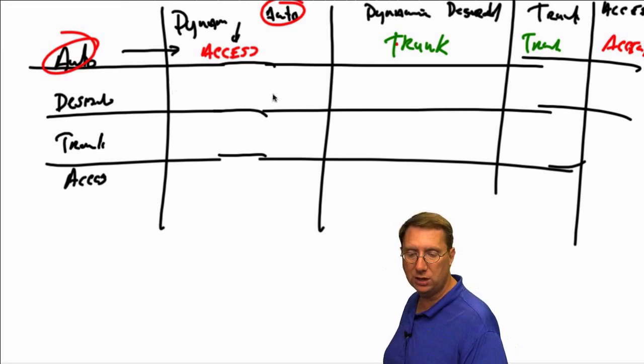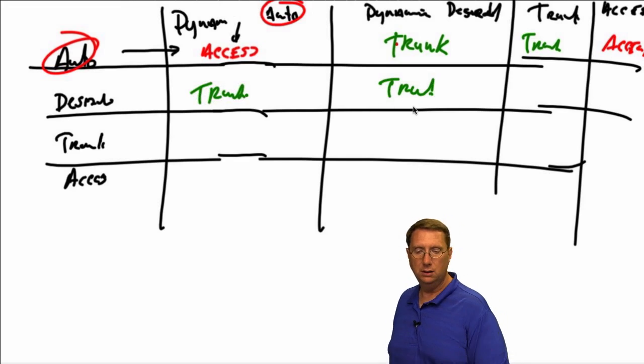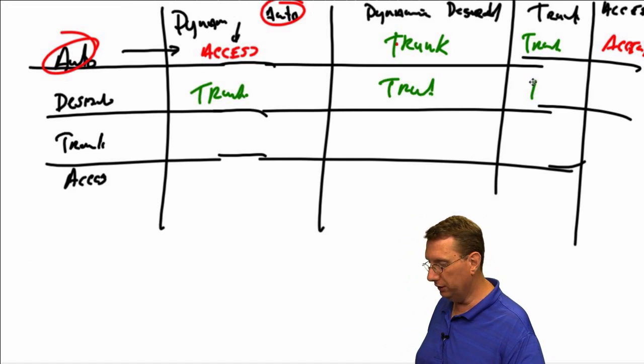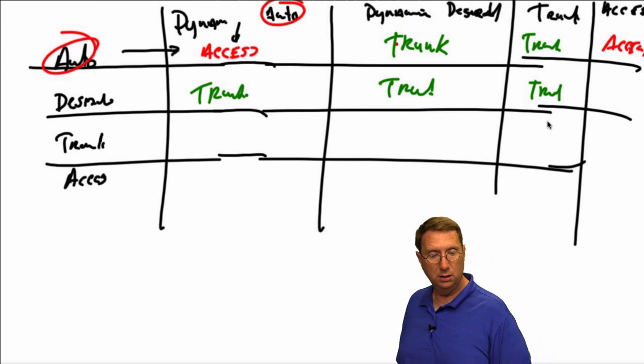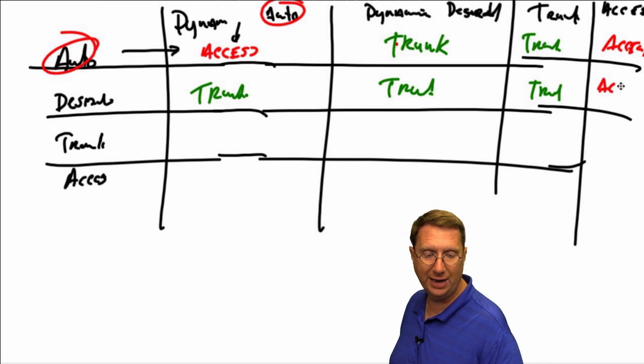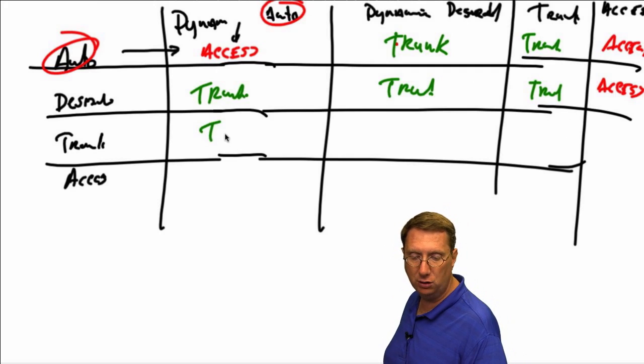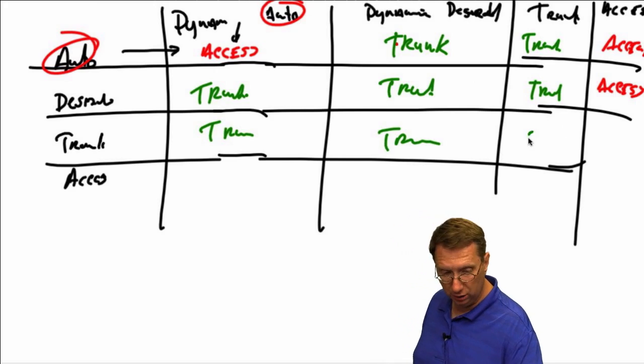So if I have desirable to auto, I'm going to have a trunk. Desirable to desirable, it's going to create a trunk. Desirable to trunk, it's going to create a trunk. Desirable to access, what's going to end up happening is it's going to negotiate access. So repeating this exact process, what we're going to find here is we're going to have trunk, trunk, trunk.